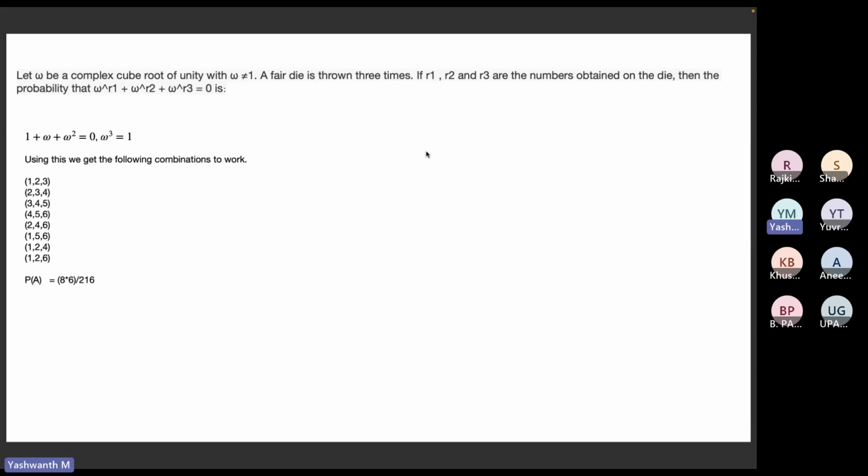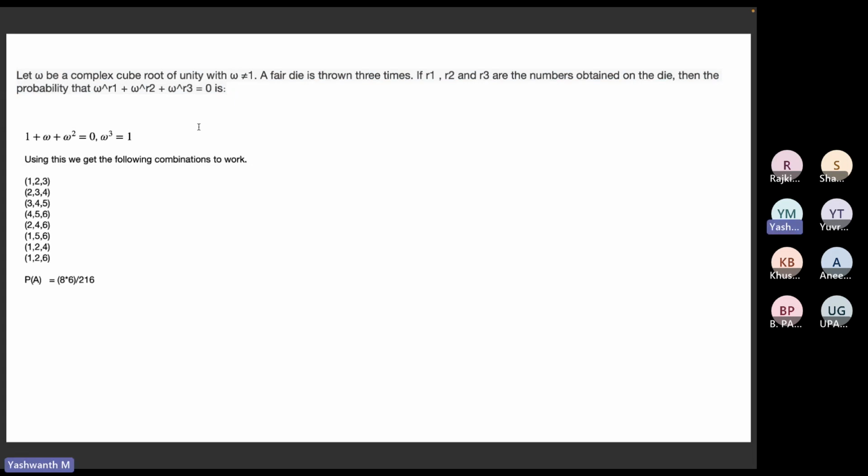So this is an interesting question. Omega is a complex cube root of unity, which is not equal to one, of course, right? And a fair die is thrown three times. If R1, R2, R3 are the numbers obtained on the die, then what is the probability that omega power R1 plus omega power R2 plus omega power R3 is equal to 0? So this is the problem, right?